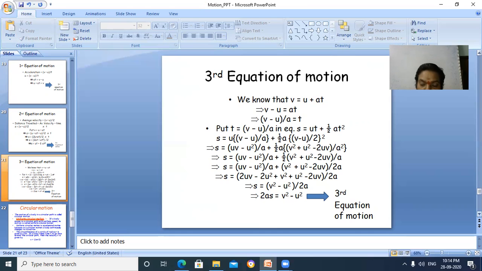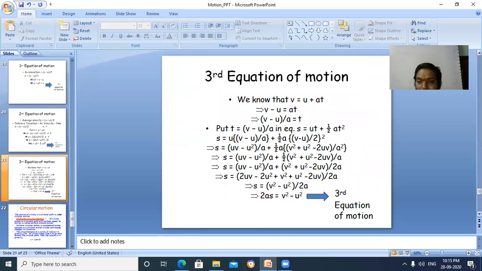We see the same process again. We start with the relation of initial and final velocities and rewrite the same equation. If you rewrite, you get v minus u is equal to at, so (v minus u) by t is equal to a, or t is equal to (v minus u) by a. Now replace this in the second equation of motion, s is equal to ut plus half at square. Then it is u into time, that is (v minus u) by a, plus half a into t square, that is (v minus u) by a whole square. If you just expand, you get what?